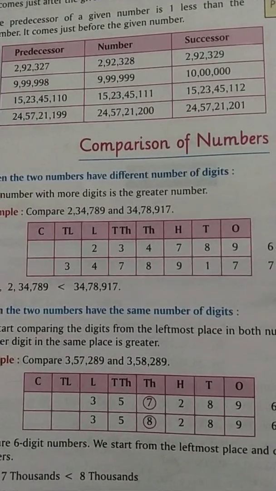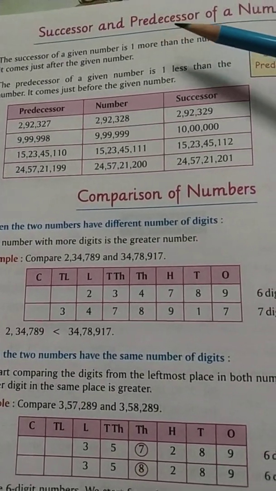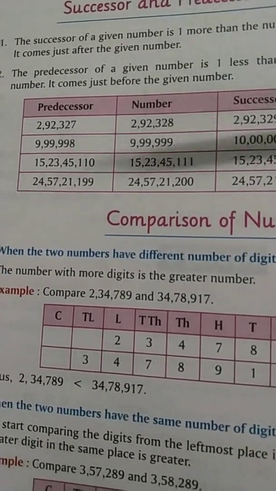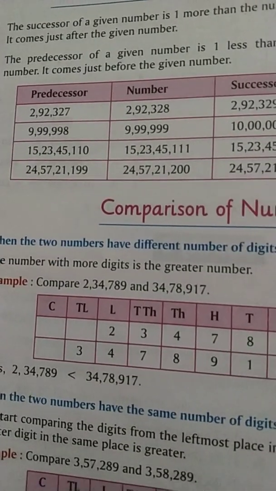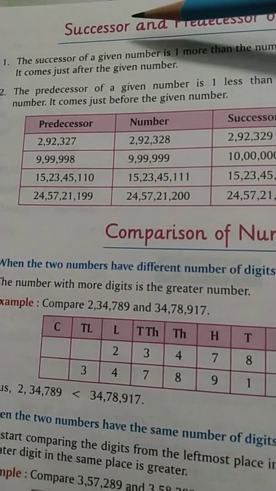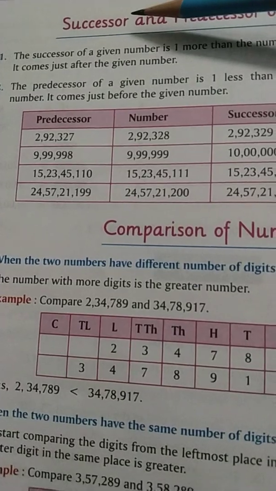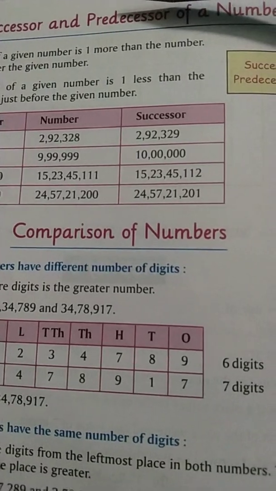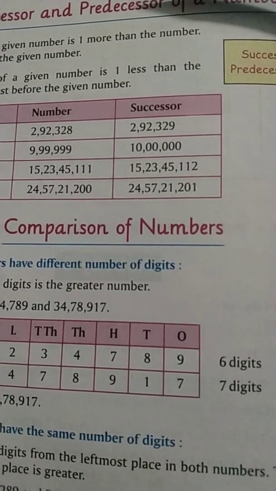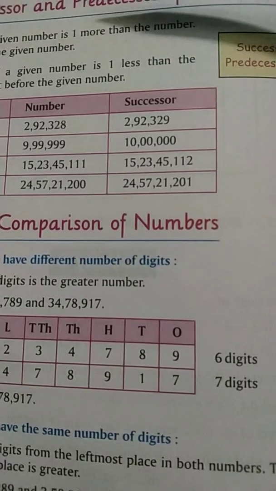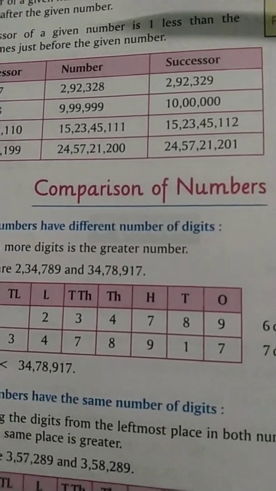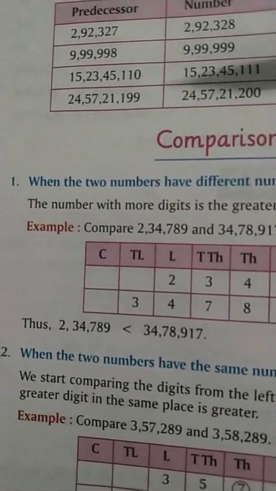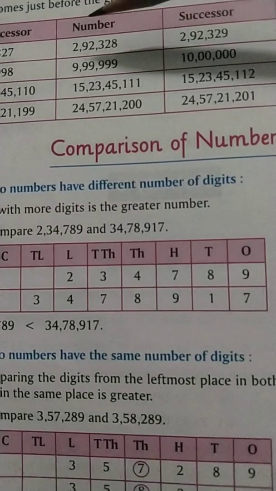Now our next topic is successor and predecessor of a number. Kids, as the name suggests, successor means success, to move forward. When we find successor of a number, we need to add 1 to the given number. And predecessor, as the word says, pre means earlier, beforehand. So pre means before of a number. So to find the predecessor, we'll subtract 1, and to find successor, we will add 1 to the given number.